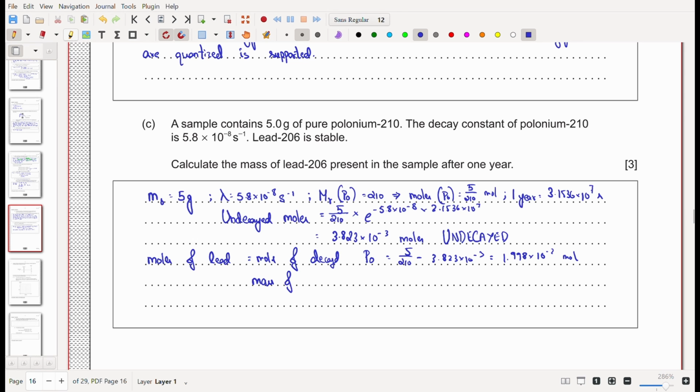Now, mass of lead is equal to moles into molar mass of lead, which is equal to 4.11 grams, which is approximately 4.1 grams, to keep in context with the two significant figures values that have been used here. And that's it.